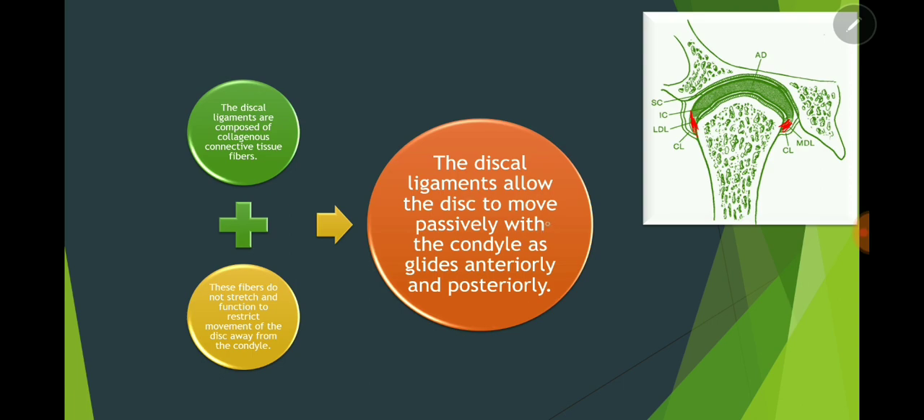The disc ligaments also allow the disc to move passively with the condyle. Because the articular disc is attached to the condyle by way of the collateral ligaments, or if you want the easy name, the discal ligaments, when the condyle moves, the articular disc moves.